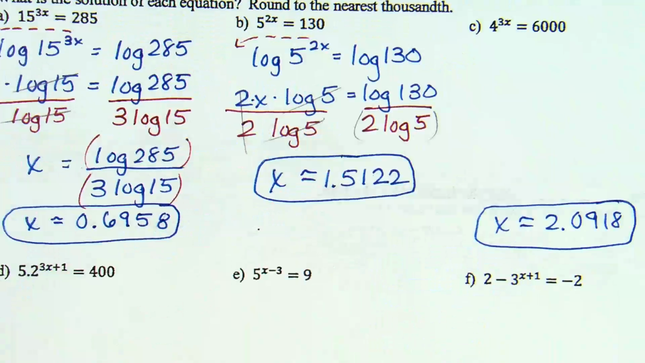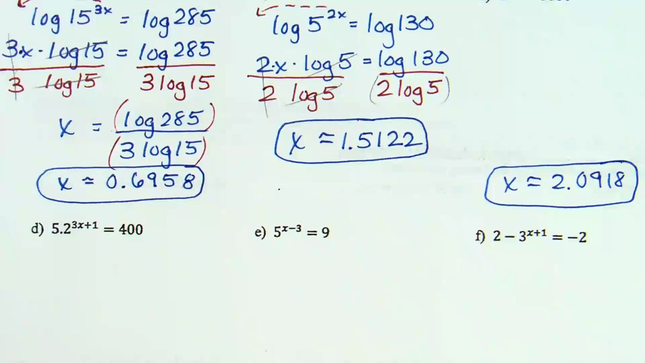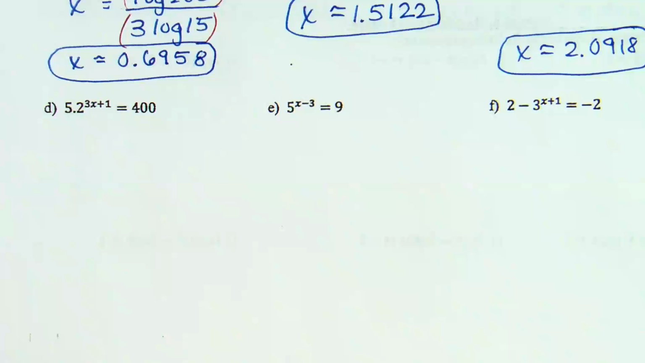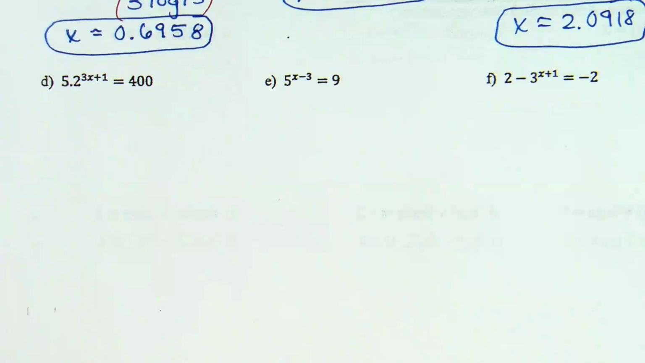Okay, let's look at D. Going to change things up a little bit on D. What's different? Yeah, inside my power is a little bit different. Yes? But overall idea is still the same in that there are 2 bases. It's 5.2 to some power equals 400. So your first question still is the same. Am I getting those bases the same? Not with the 5.2, right? No way with the decimal.